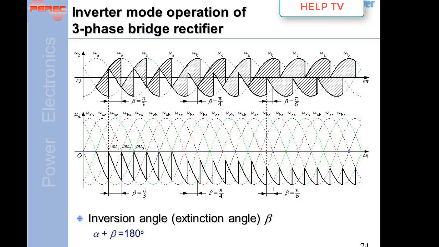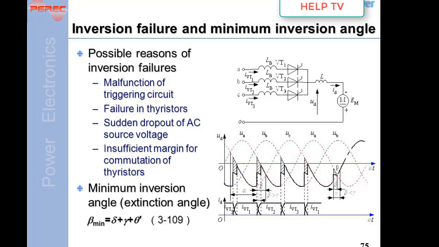Inverter mode operation of three-phase bridge rectifier. Inversion angle β, extinction angle γ. α plus β equals 180 degrees. Inversion failure and minimum inversion angle. Possible reasons of inversion failures: malfunction of triggering circuit, failure in thyristors, sudden dropout of AC source voltage, insufficient margin for commutation of thyristors. Minimum inversion angle, extinction angle: βmin equals δ plus γ plus θ, equation 3-109.